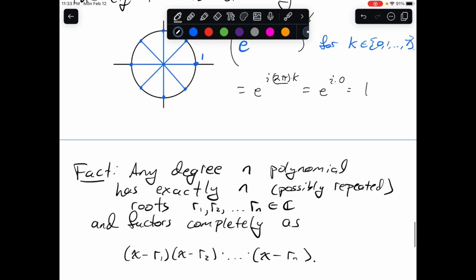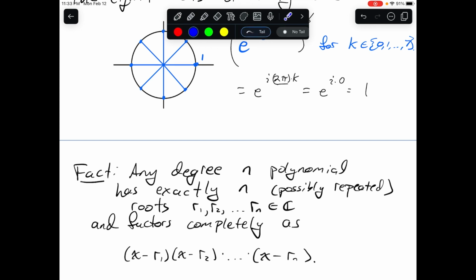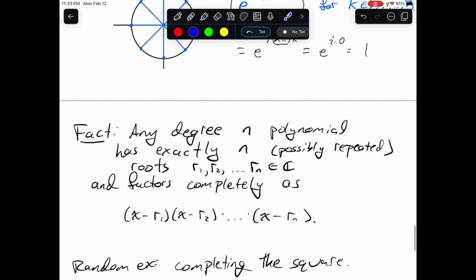And so here's a very important theorem in complex analysis. It says that any degree n polynomial has exactly n possibly repeated roots in the complex plane. And all these polynomials are going to be able to factor completely like this: x minus r1 times x minus r2, etc., where r1, r2, etc. are just your roots.